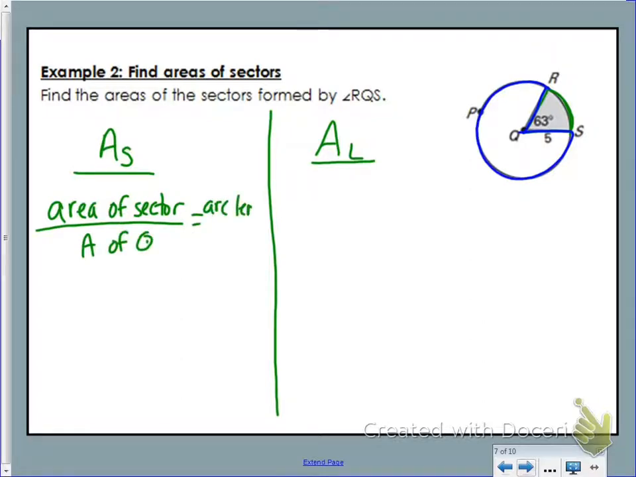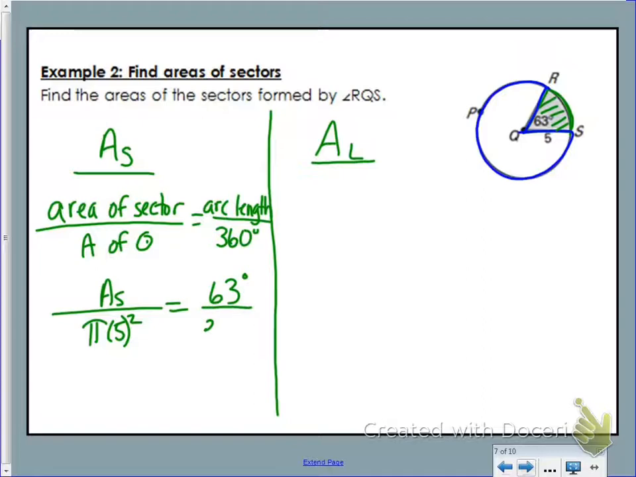All right, well, our formula is area of the sector over area of the whole circle equals arc length over 360 degrees. So if we're trying to calculate the area of the smaller sector, in this case, sector RQS, which I'm highlighting in green, we're going to call that A sub S. And the area of the entire circle is pi r squared. So pi times 5 squared. The degree measure that matches with that sector is 63 degrees. So 63 degrees over the total degree of the circle, or 360.